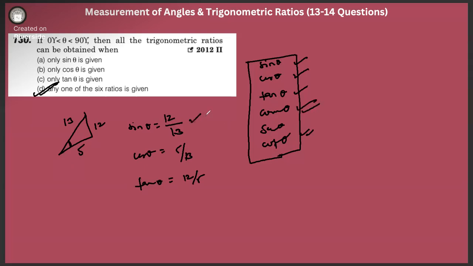Then all the others are the reciprocals. So secant theta is just the reciprocal of cos theta, that is 13 by 12. Cosecant theta is the reciprocal of sin theta, that is 13 by 5. And cot theta is just the reciprocal of this tan theta, which is 12 by 5.